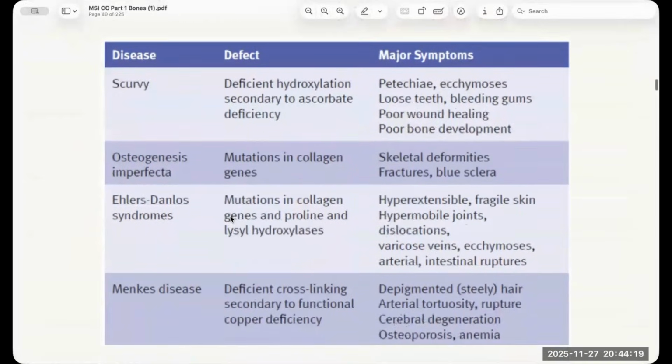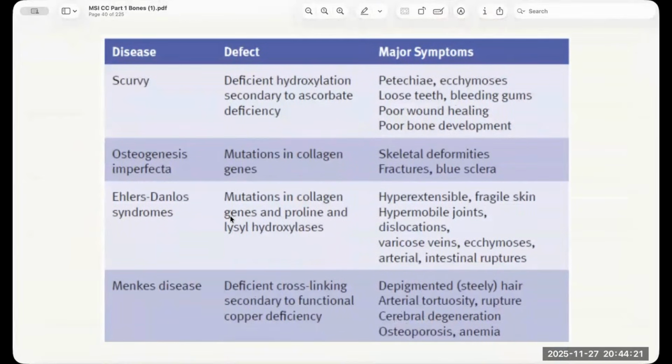All right, this is a small table to quickly differentiate between the diseases that I've just mentioned. Do go over it as a quick revision if you'd like.